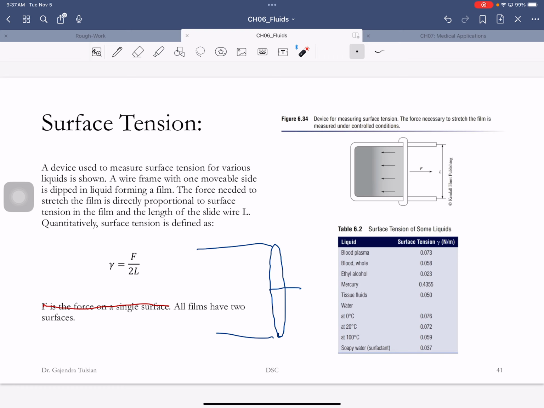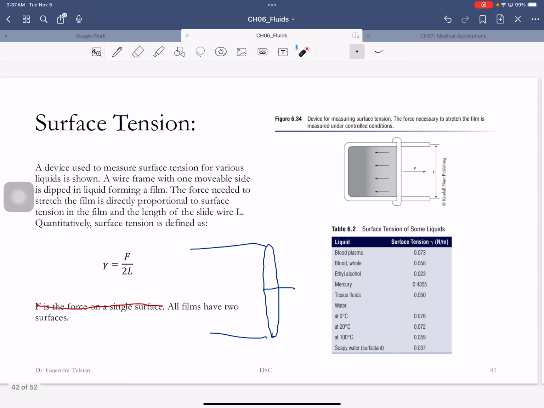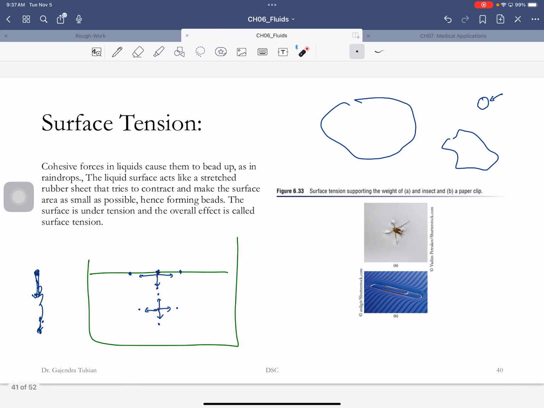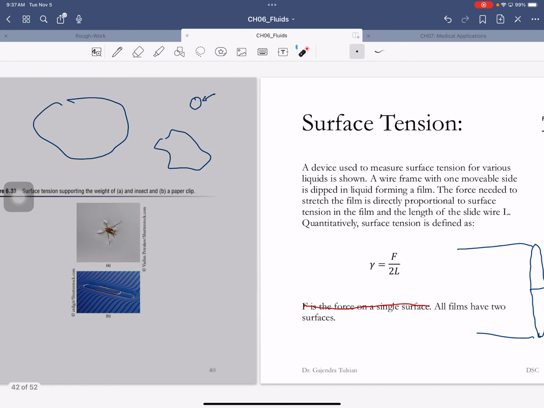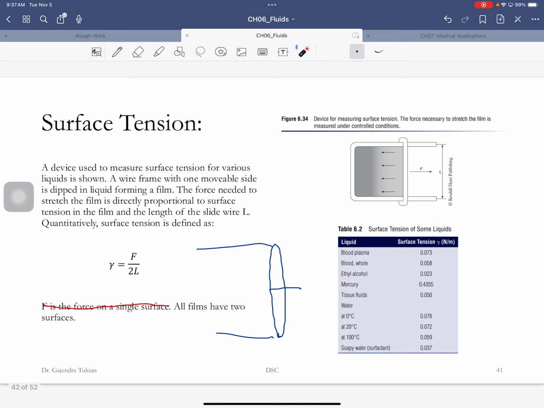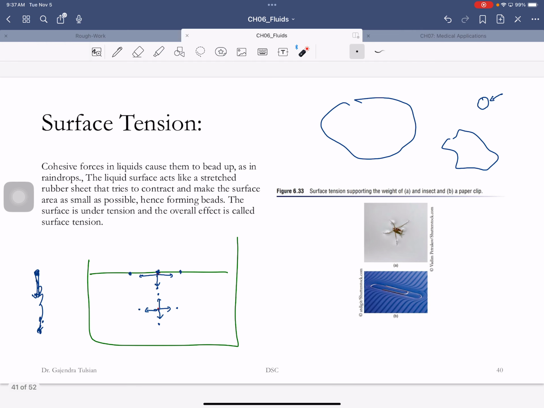All right. So again, what I want you to remember is the surface of any liquid is like a stretched rubber sheet. Okay. The greater the surface tension, the greater the tension in this sheet. The greater the surface tension, the heavier the bugs you can lift. Okay, that's what that would mean.